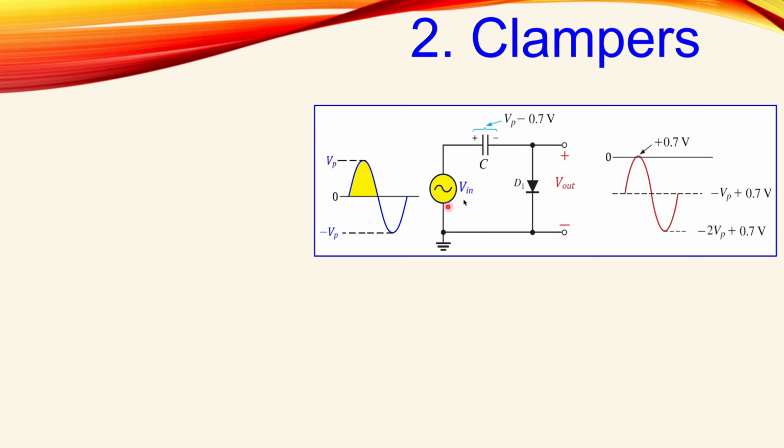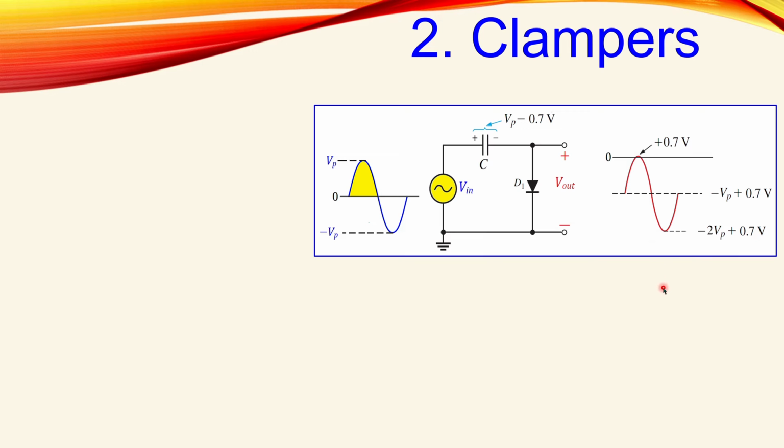So if I reverse this, what happens? Then I get, on top of this Vp minus 0.7, another Vp, which is reversed, and I will then get minus 2 times Vp plus 0.7 if I measure from this to the ground. That's the result here.